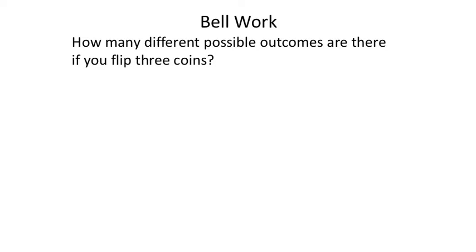All right, for this bell work, how many different possible outcomes are there if you flip a coin 3 times? So you got 3 coins. So I'll just label them 1, 2, and 3. And since they are coins, you either have heads or tails from any of the 3 coins.